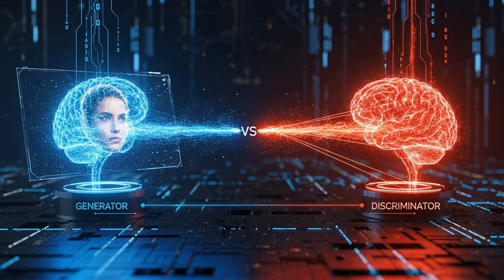This is a fascinating concept. A GAN consists of two dueling neural networks, a generator and a discriminator. The generator's job is to create fake data, let's say an image of a person who doesn't exist. The discriminator's job is to act like an art critic and determine if the image is real or a fake created by the generator. This creates a competition. The generator gets better and better at creating realistic fakes to fool the critic, and the discriminator gets better and better at spotting them. This constant back and forth pushes the generator to create incredibly sophisticated and authentic-looking results.